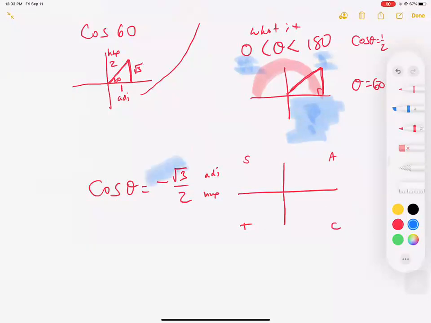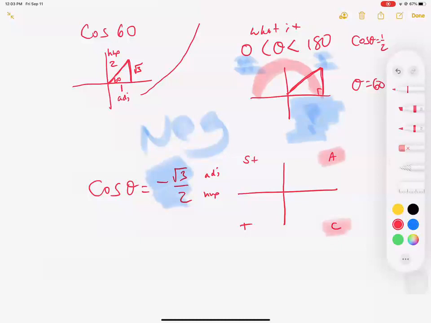Cosine is negative here. See how it's negative? In what quadrants would cosine be negative? In 1, 2, 3, or 4. Remember, cosine is positive in quadrant 1, because everyone's positive. Cosine is positive in quadrant 4. So it must be negative in quadrants 2 and 3.